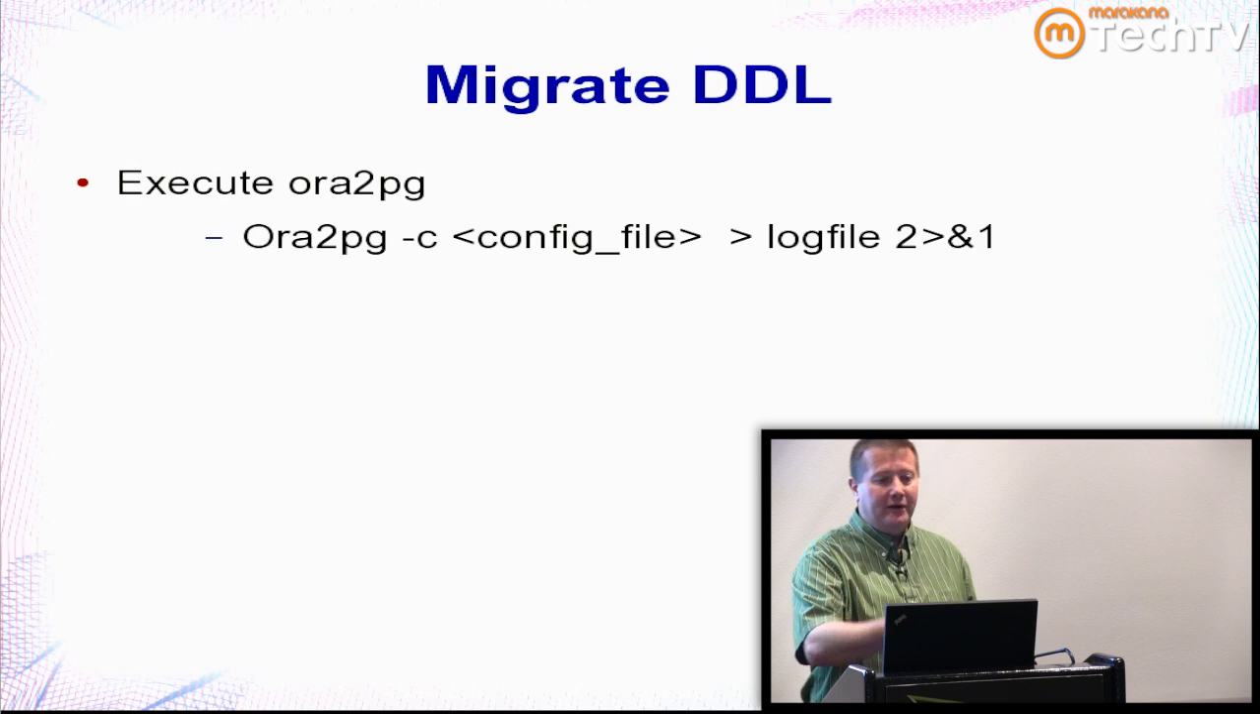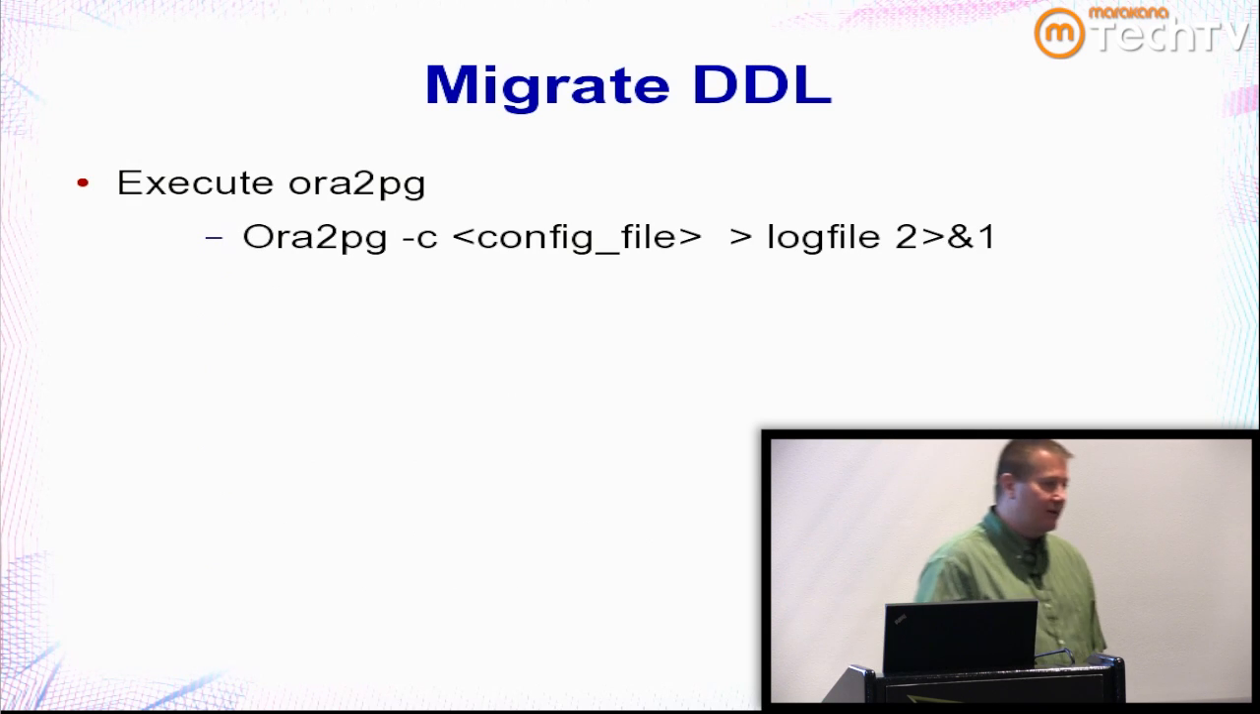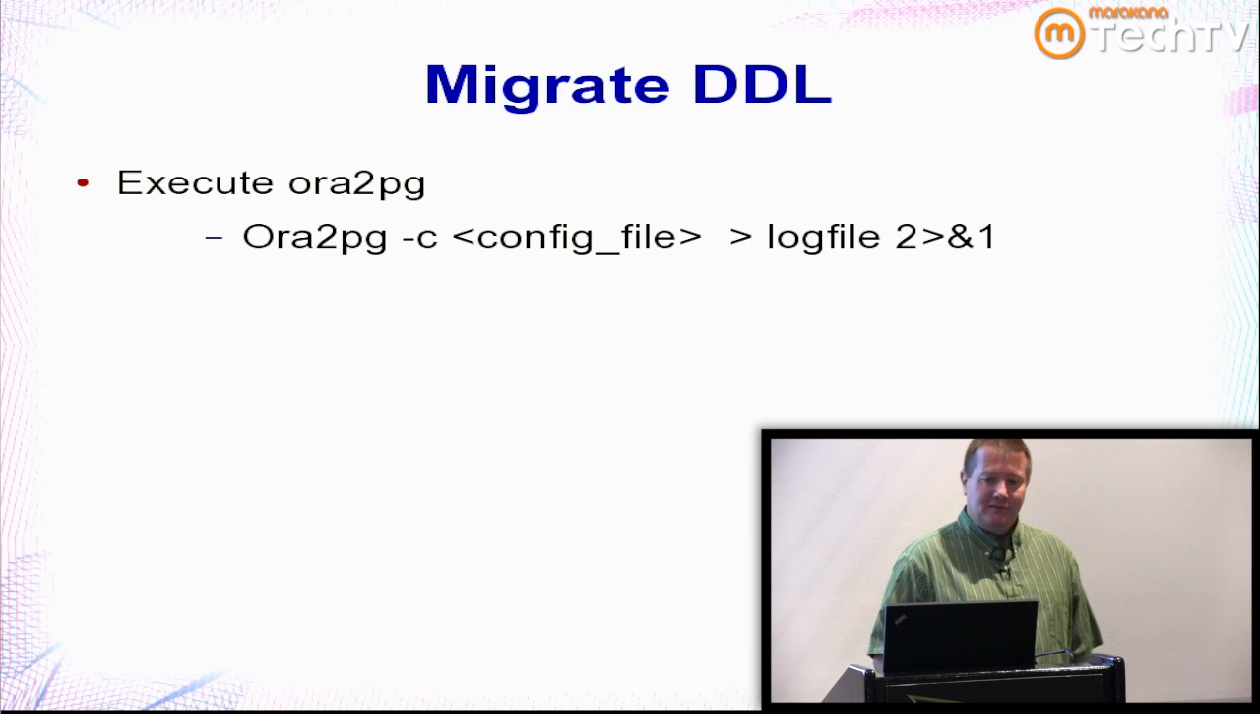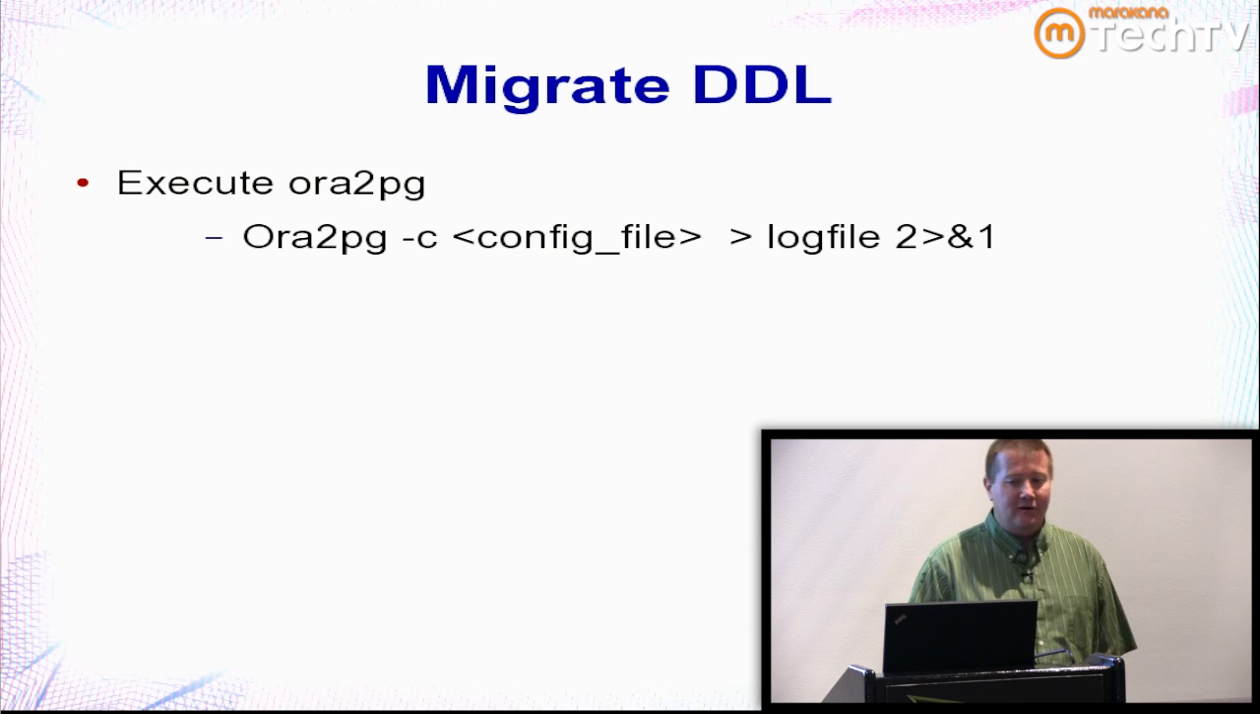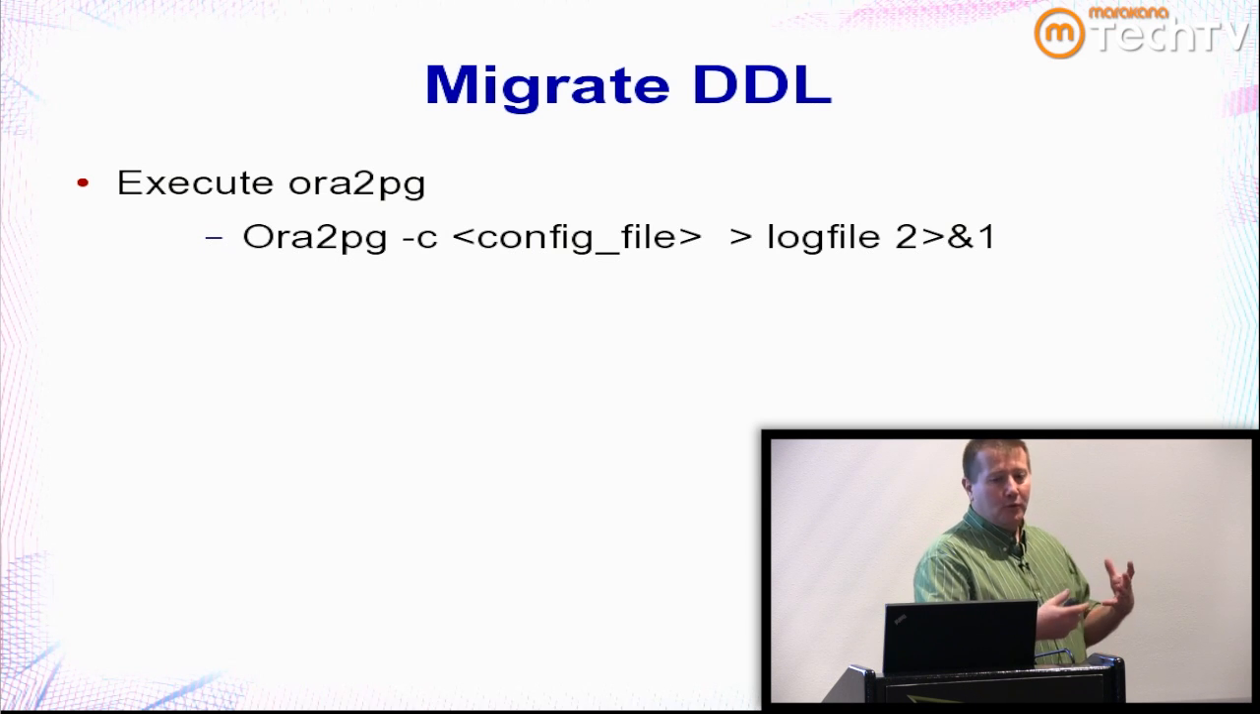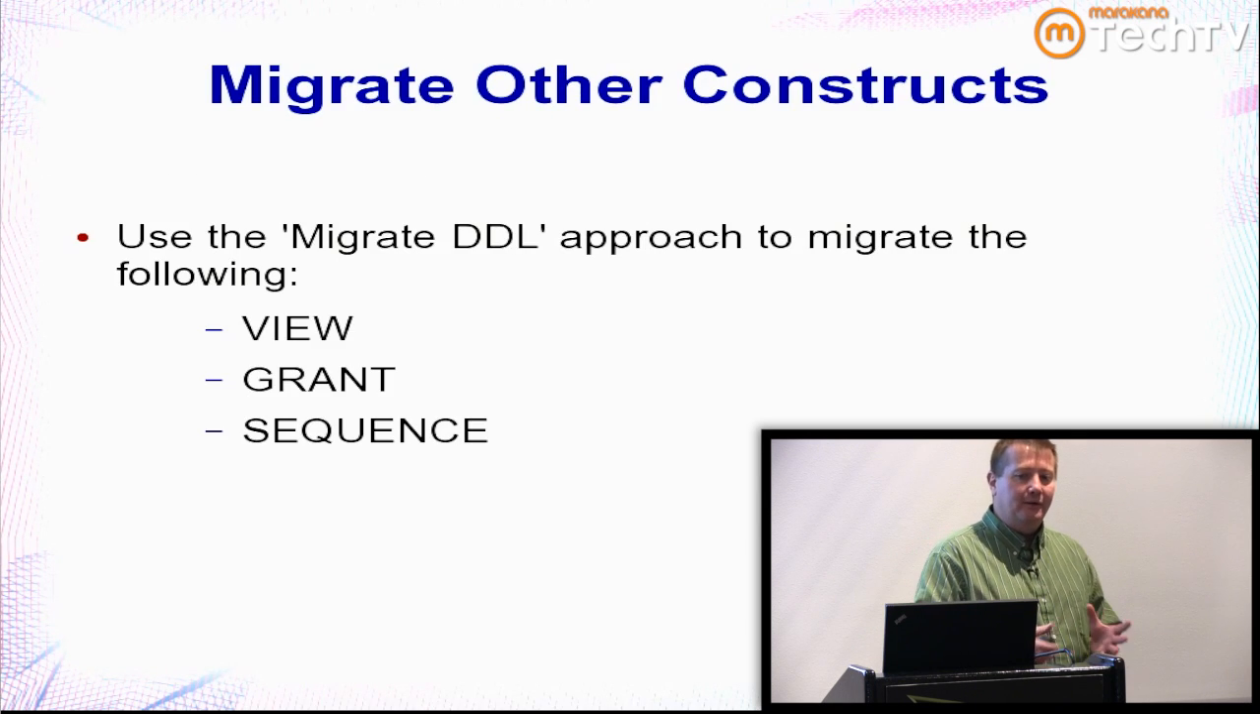Again, we wrapped a little script around this. It would execute ora2pg and give it the proper config file. We would send the output to a log in case there were errors, and then at that point, we would go in and manually run the DDL against the Postgres database.